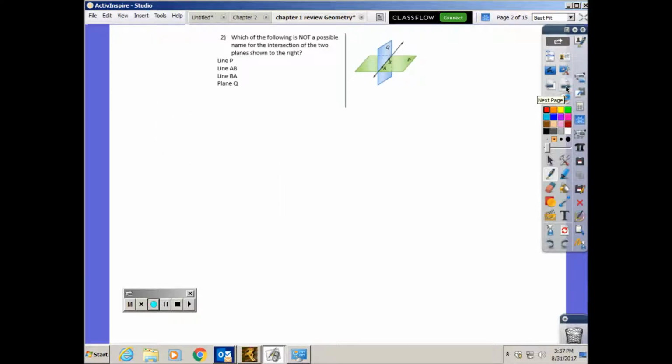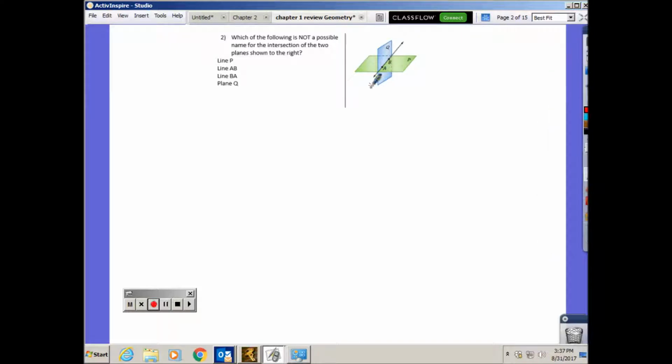Which of the following is not a possible name for the intersection of the two planes shown at the right? So I can say that this green plane and this blue plane intersect at this line. We're going to do this more in chapter 2, but two planes can intersect in a line. So I can't call that line P. This is plane P, not line P.